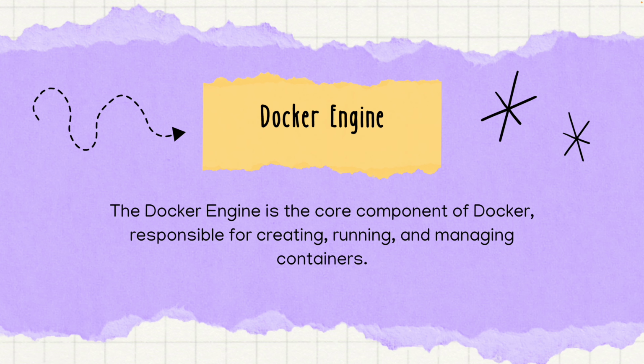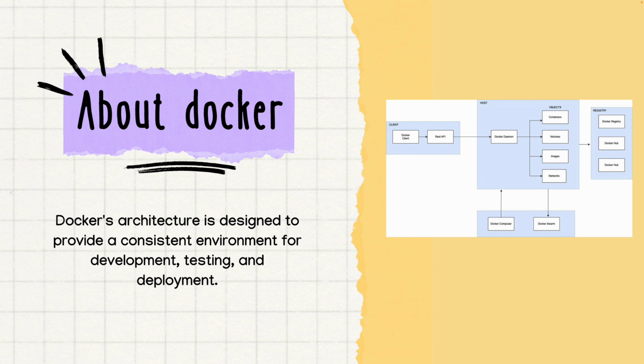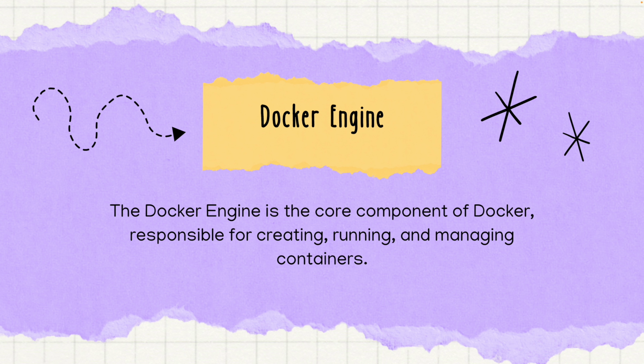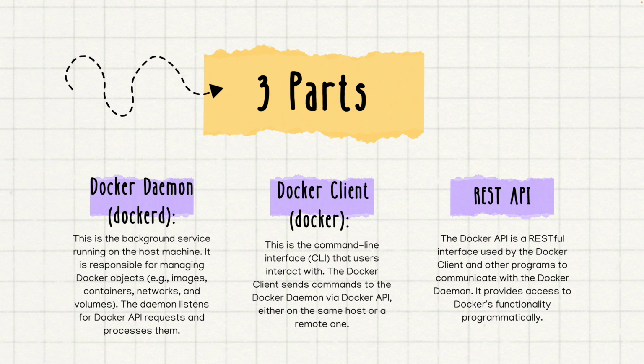Let's first start with the first thing. In our previous slide, we saw that there is a client and there is a host, but all of them are part of the core component of Docker, which is called Docker Engine. Docker Engine is the core component which is responsible for creating, running and managing the containers. And in that there are three parts specifically. The first part is the Docker Daemon, which is part of the host group which we saw in our previous slide. It is a background service which is responsible for managing Docker objects. It listens for the API requests and processes them.